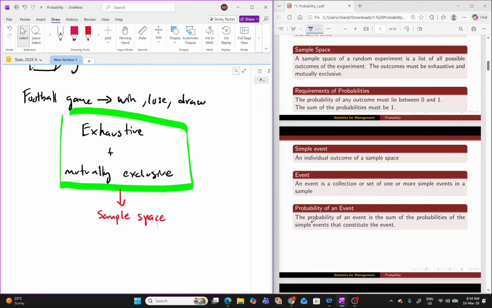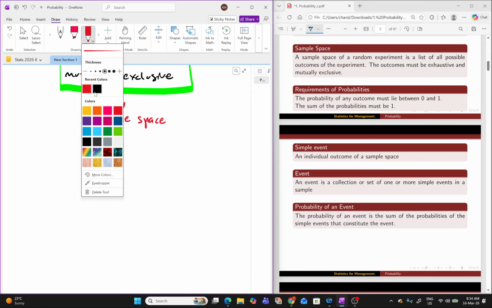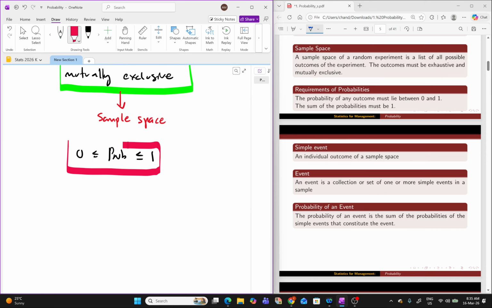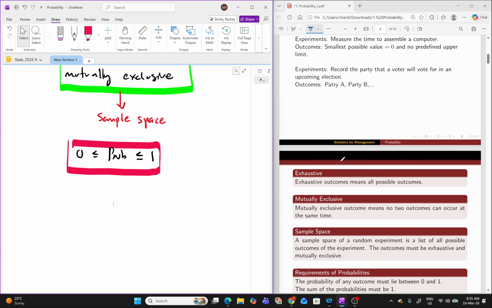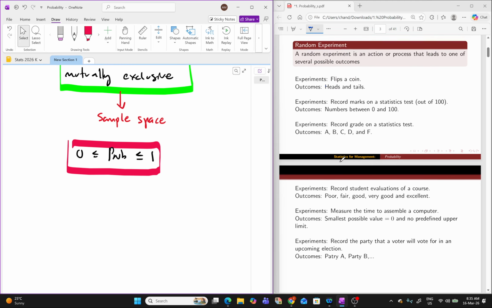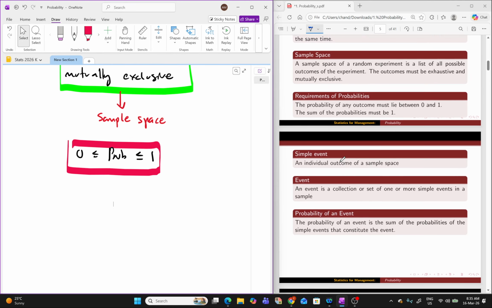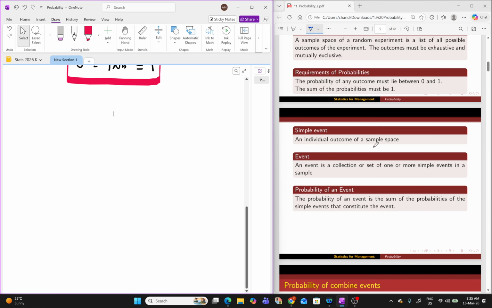Requirements of probability. Probability must lie in between 0 and 1. That one I think you guys know, you have learned in school. Probability is always in between 0 and 1. We are not yet into exercises, we are just learning some important terms. I'm not going to ask this in the exam, just listen.